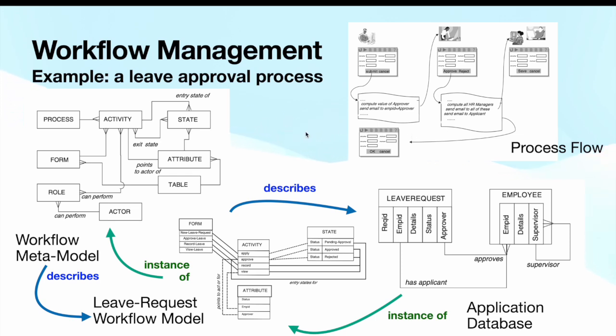In the bottom left, the workflow meta model is our generic blueprint. It describes core components: processes, activities, states, forms, attributes, roles, actors. It's like the language to describe any workflow.